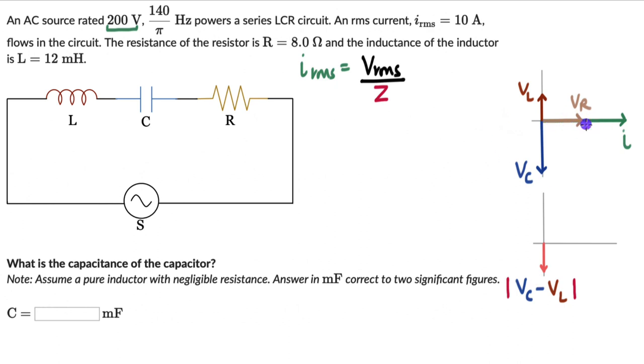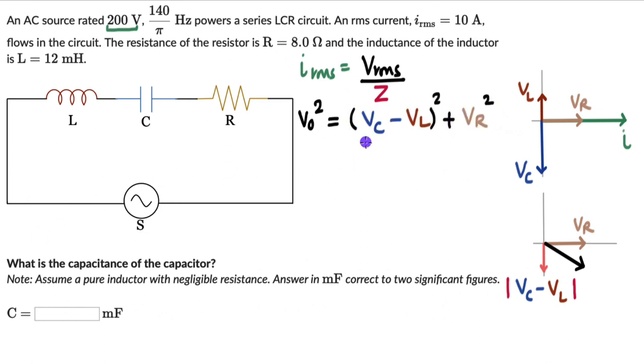The other voltage that is left is the voltage across the resistance. There it is. So now we can try and find the resultant of these two. Now we have a right angle triangle on our hands and the resultant will be in this direction. And if we try and write this, this would be V naught square equal to VC minus VL whole square plus VR square. And these are the peak values, so we can add a naught to show that these are your peak values.